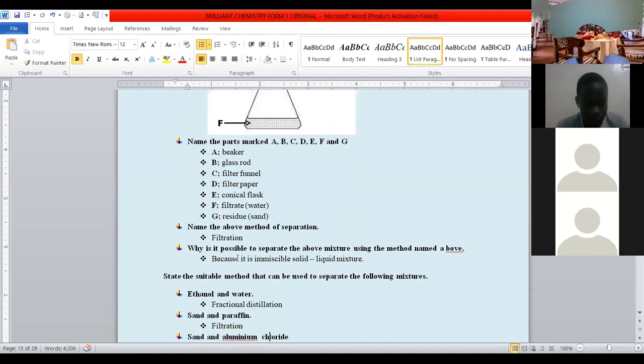Aluminum chloride. Sublimation. Very good. Sublimation. Why? Because aluminum chloride has the ability to sublime. Yes, aluminum chloride sublimes.